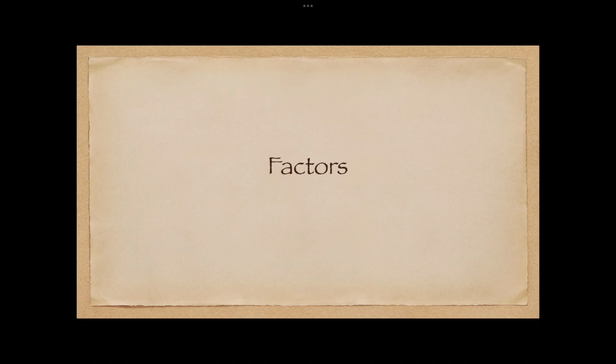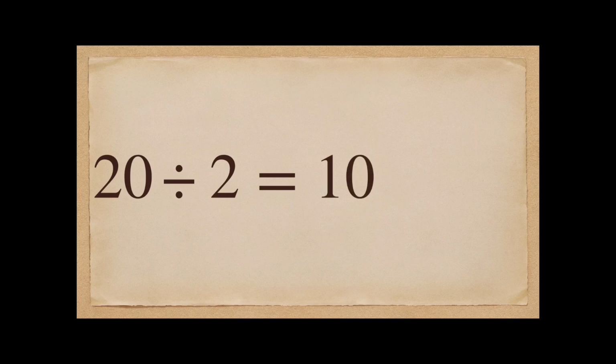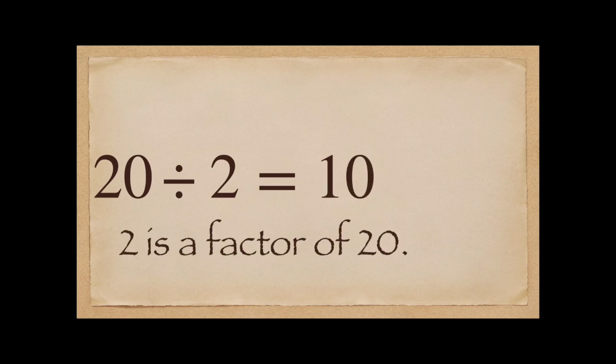Hi, today I'm going to tell you about factors. Factors of a given number are the numbers by which we can divide it. For example, if we have 20, we can divide it by 2 and get 10, which means that 2 is a factor of 20. For finding all the factors, we need to write all the multiplications by which we can get 20. We will start with the smallest number.